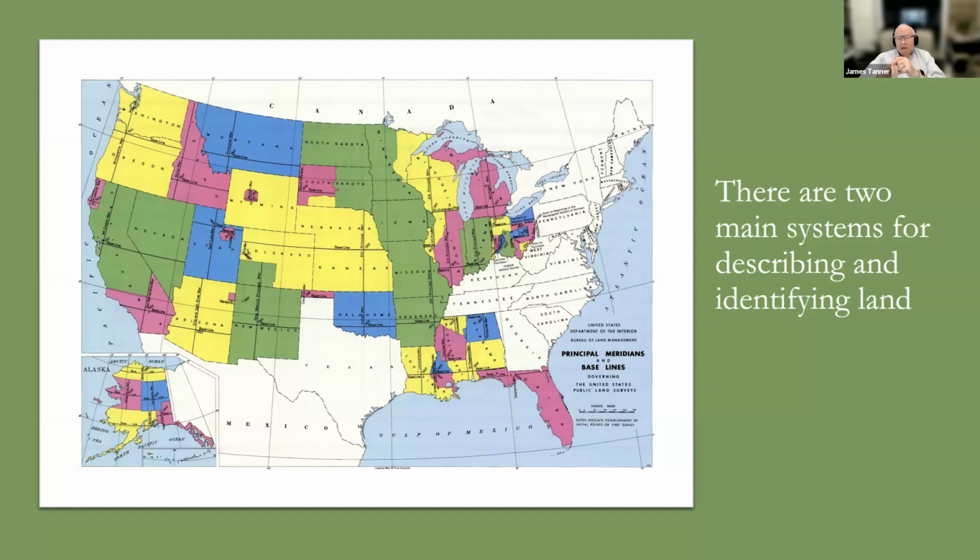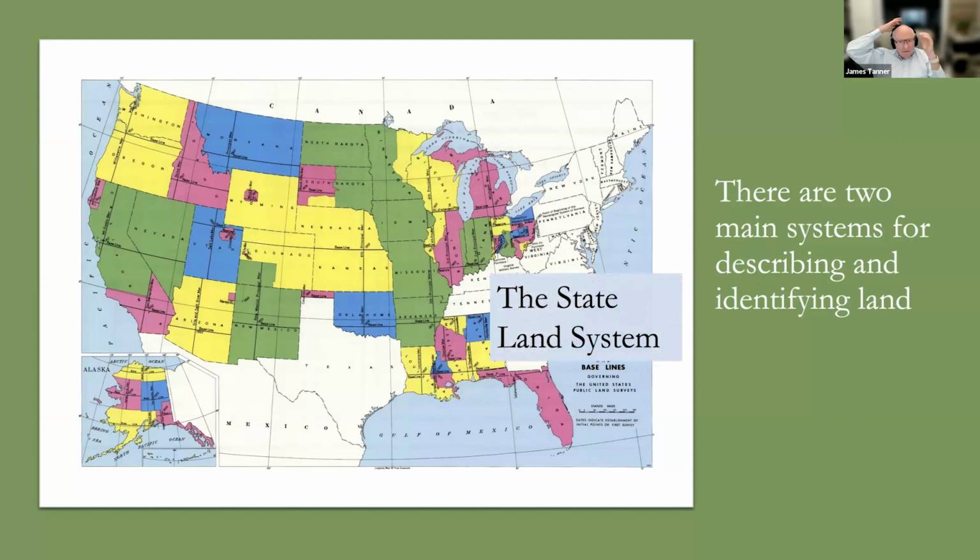But in the United States, as it evolved, there are two main systems for describing and identifying the land. The one system, of course, is in the eastern part of the United States, and it's called the state land system. The reason is that it was developed early on by the first original settlers, and it was kind of an echo from England and the other European countries of how the land was being owned and distributed.